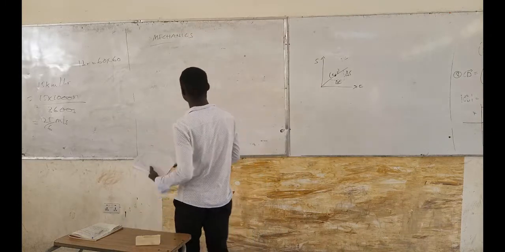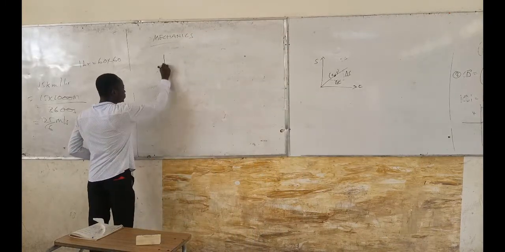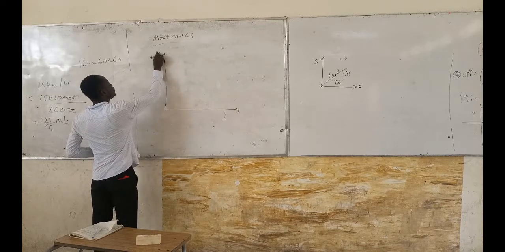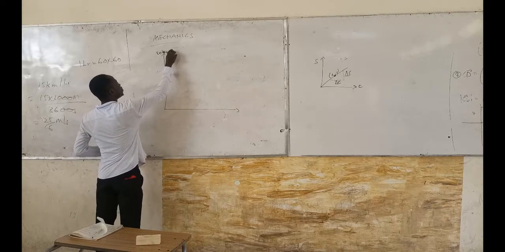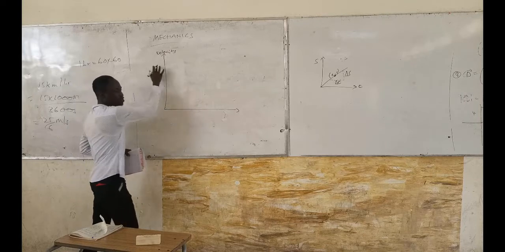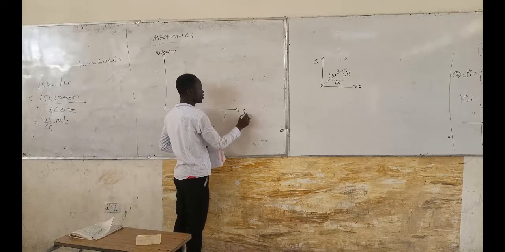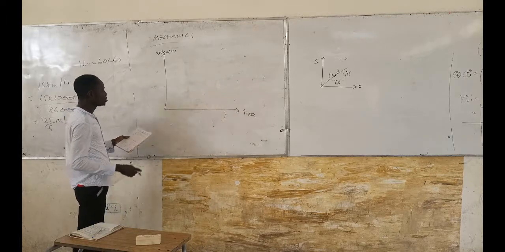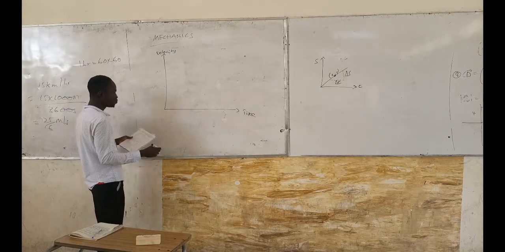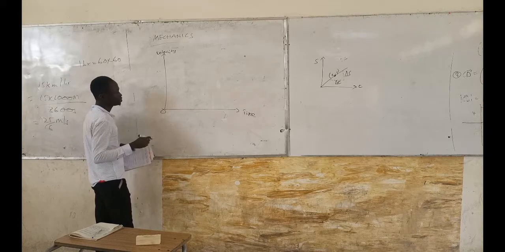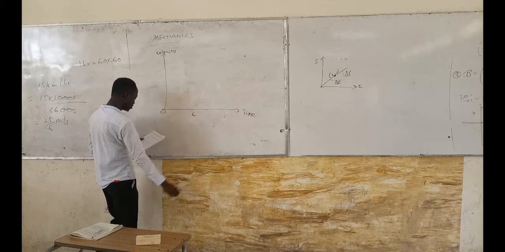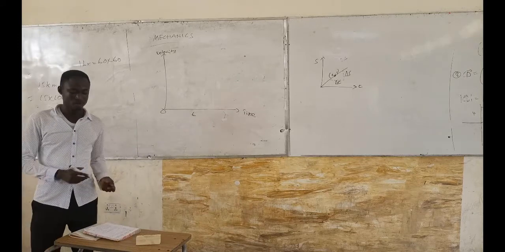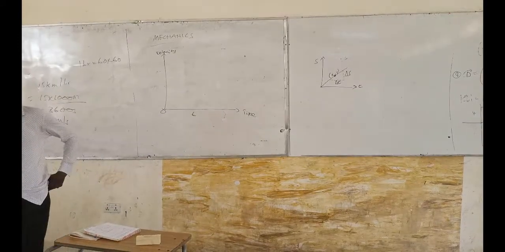Quickly, let's go to the velocity time graph. We have velocity here. We are saying velocity time graph, so velocity against time. Please, let's stop right there and see what's happening.